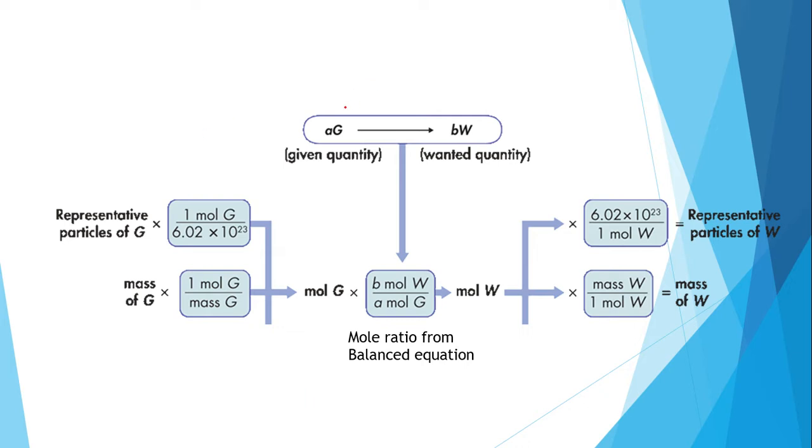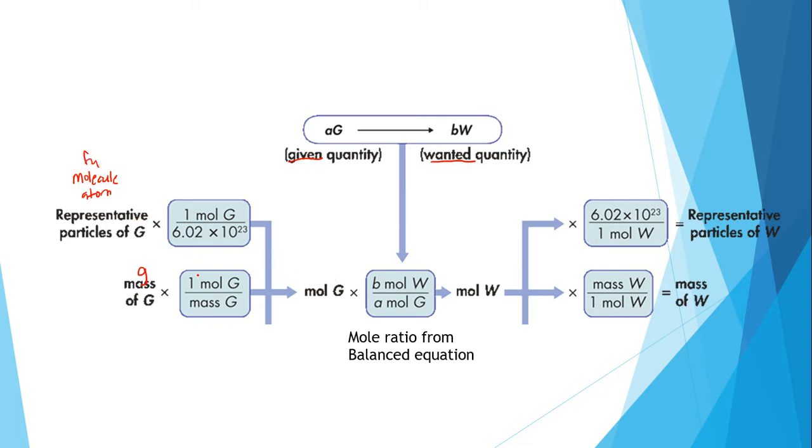First, the G is going to be your given quantity. W stands for your wanted. You can start out by getting grams, or you can start out by getting representative particles, or you can even start at moles down here. You have to figure out where you need to start on this table based on your given. So if you're given grams of something, you're going to start here. If you're given moles, you'll start over here. And then representative particles, that's usually if you are given a molecule or an atom or even a formula unit.